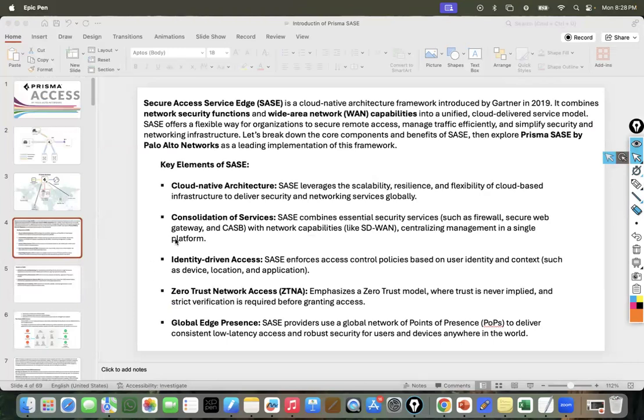So before I go and explain this PPT, because it's a very detailed PPT, I have something to show you about the course content of SASE, which has been designed by Palo Alto Networks.